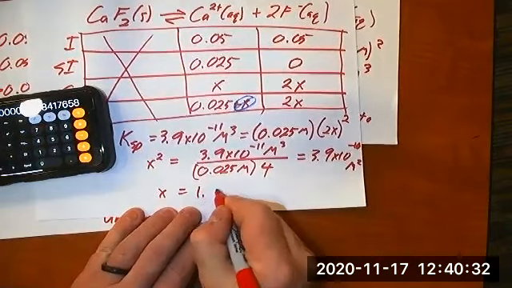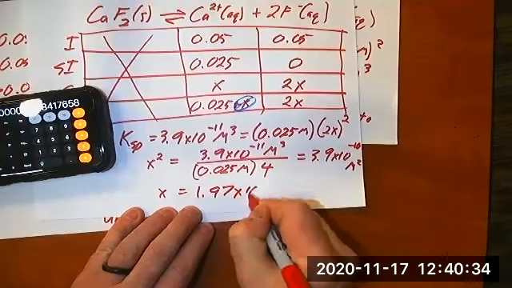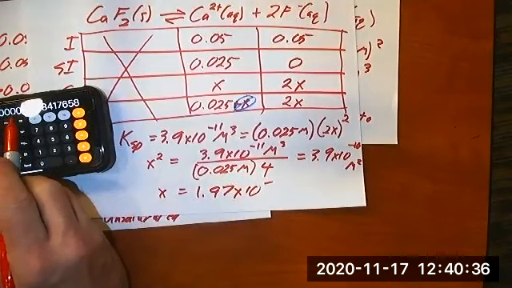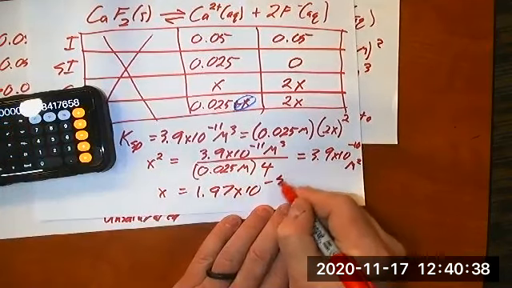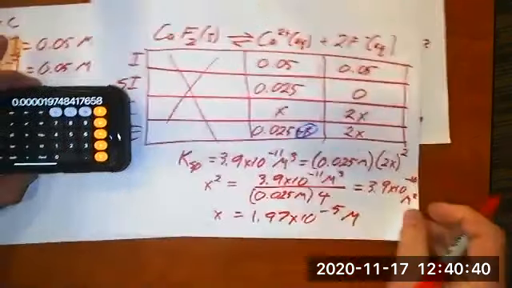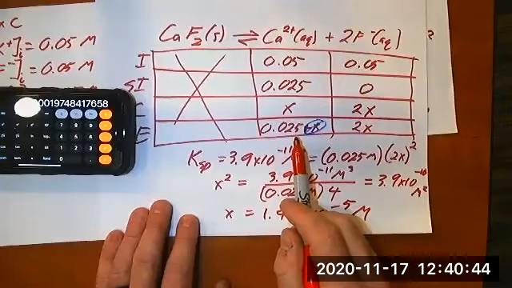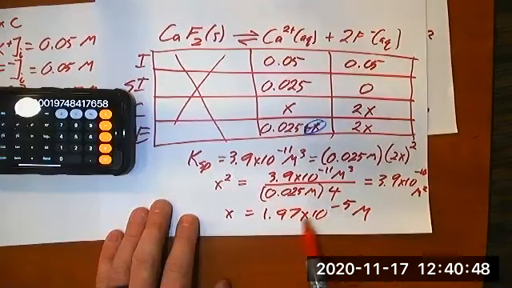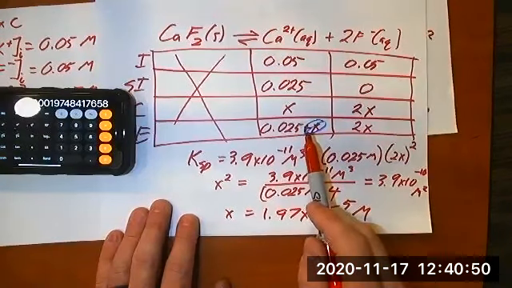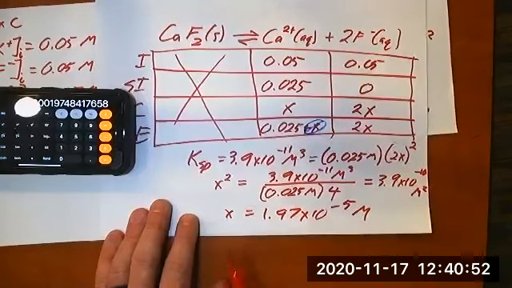We have 1.97 times 10 to the negative 5 molar. And we see that indeed this is small compared to the 0.025. So our assumption that we can neglect it here is validated.